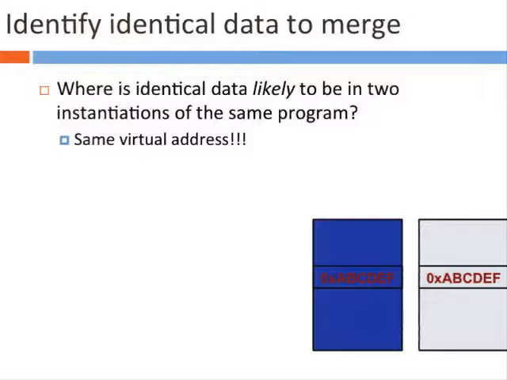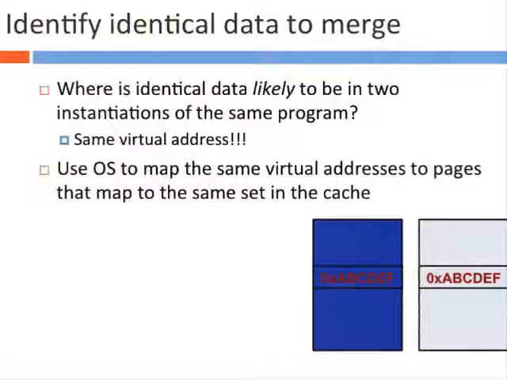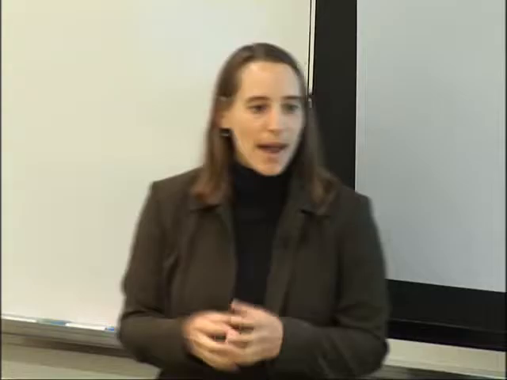Okay. Well, as you could probably guess, it's most likely to be at the same virtual address, right? They started out identical, and so with dynamic allocation, they could end up being in different places, but the most likely place is going to be at the same virtual address. Okay? So if we had some cooperation with the operating system to map the virtual pages such that the same virtual address in multiple processes would map down to the same set in the cache, then we would only have to check within the set. We would not have to check all of the sets in the cache. Okay? So that's going to be our trade-off to get our efficient search.